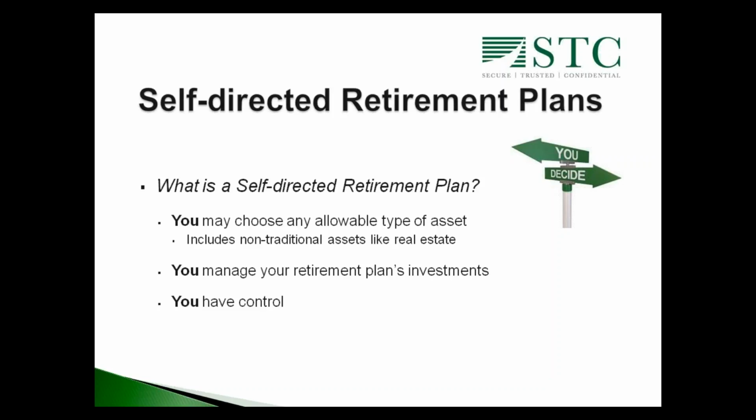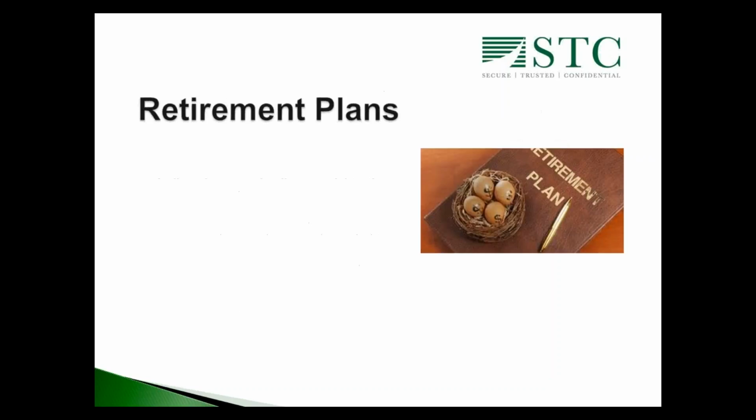So if, for example, you held a rental property in your retirement account, you would be the one as the account owner who decided what rental rate to charge, if you were going to put in new appliances, fix the roof, or if at some point down the road you wanted to sell that property. You would make all the decisions that relate to the investments in your account, meaning you have full control in a self-directed retirement account.